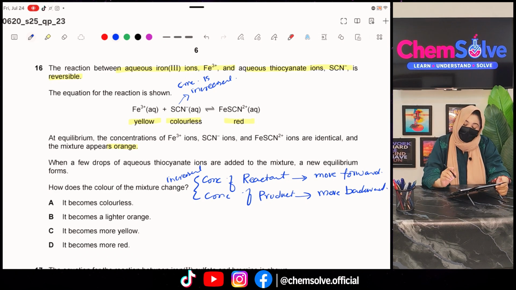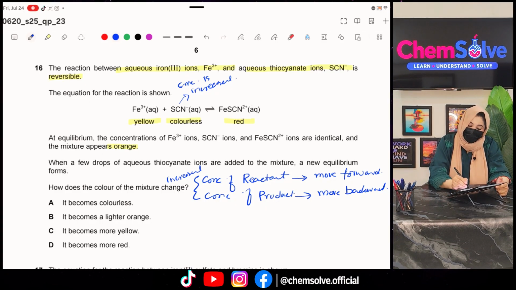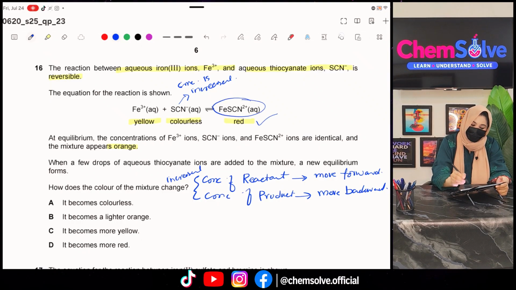So in this case, we are increasing the concentration of one of the reactants. That's why the equilibrium will move towards the forward direction, towards the right. So more FeSCN positive 2 will be formed. That's why the solution will appear red. The correct option is option D.